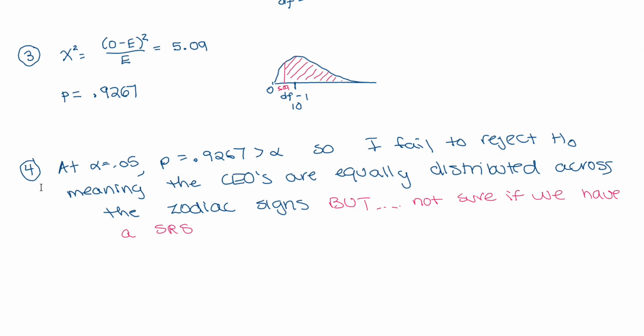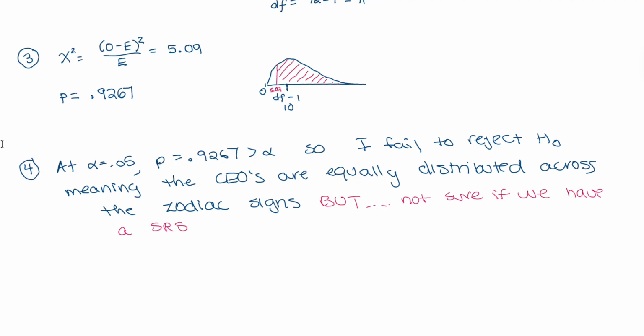Last but not least, we're going to write our conclusion. We start by saying at alpha equal to 0.05, which is the number that we picked, p is equal to 0.9267, which is greater than alpha. So I fail to reject the null hypothesis, meaning the CEOs are equally distributed across the zodiac signs, but we're not sure if we have a simple random sample.